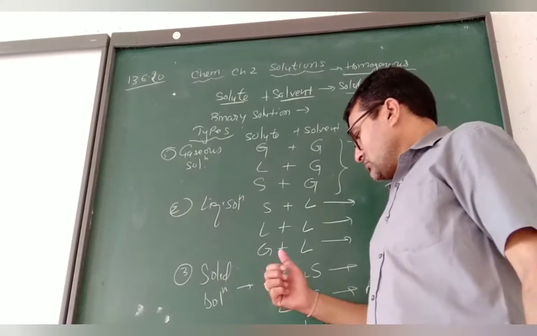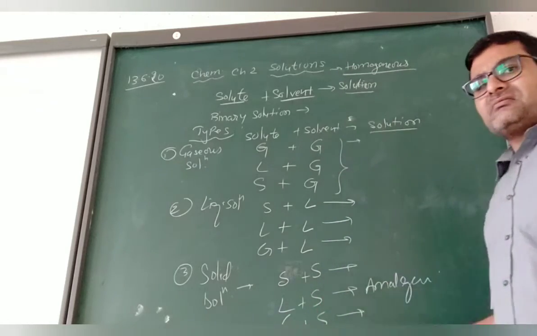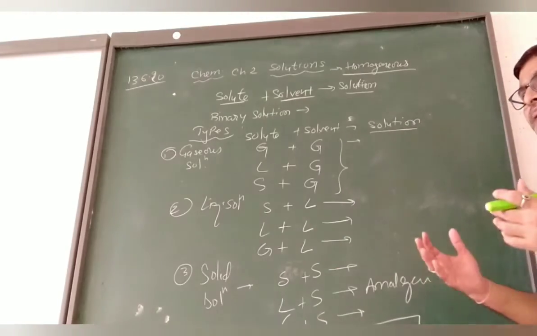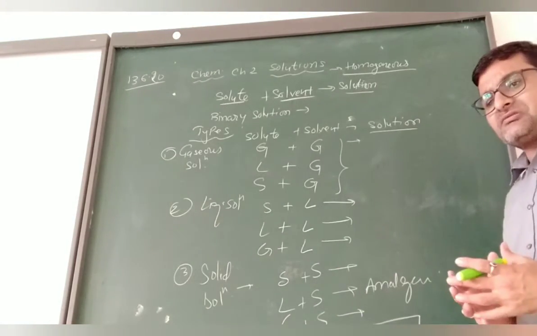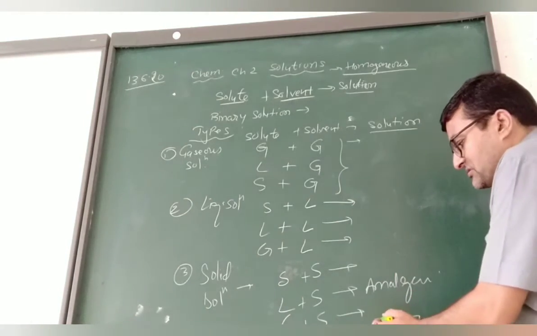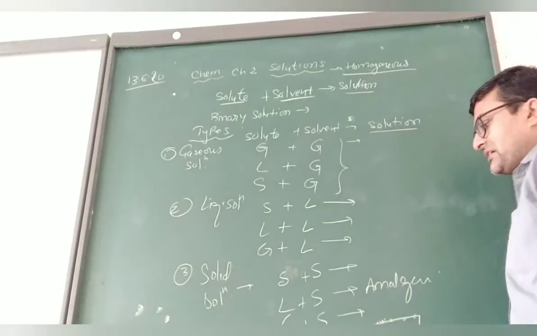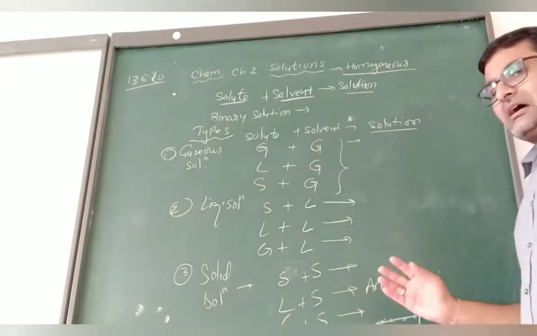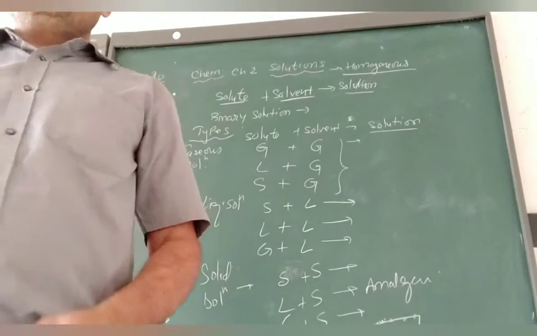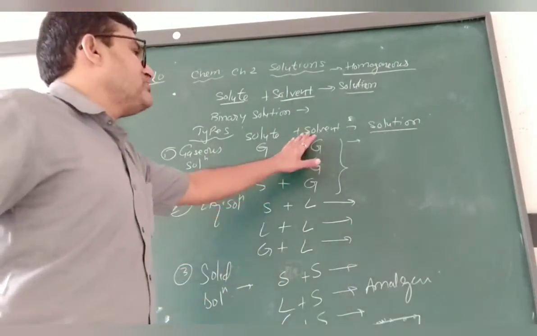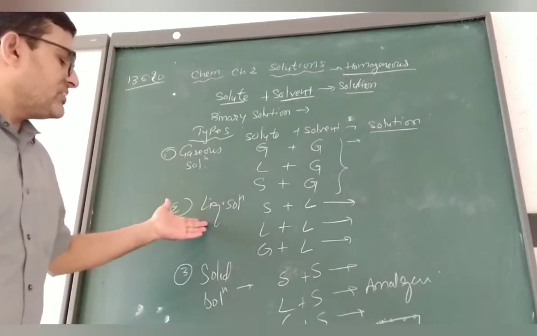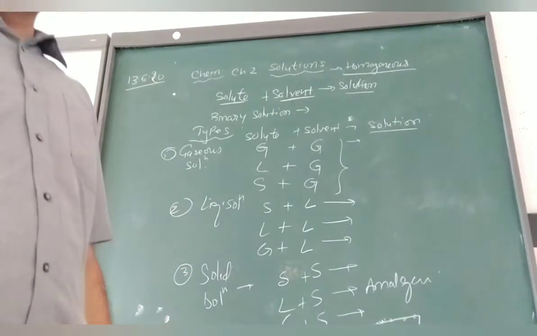And third is gas in solid. Suppose some metals like nickel, palladium, transition metals, normally act as catalysts and they absorb gases on their surface. Adsorption takes place. So that is the example of gas in solid. Hydrogen is absorbed on palladium or nickel. So these we call types of solution based on their physical state of solute and solvent: gaseous solutions, liquid solutions and solid solutions.